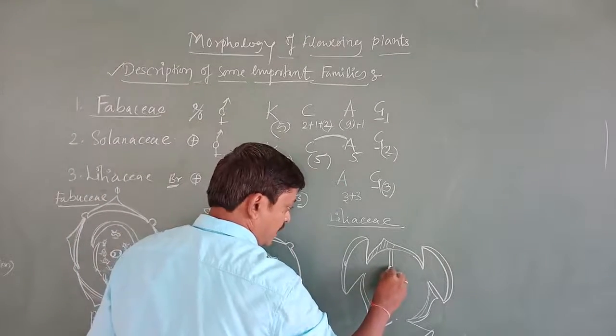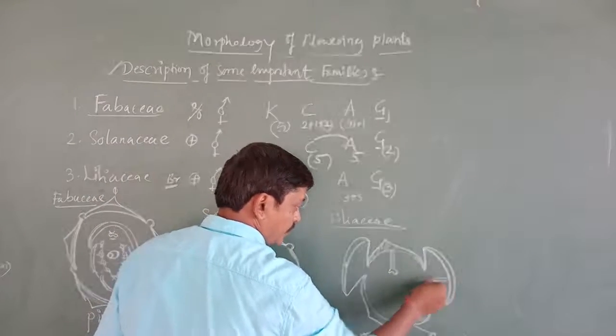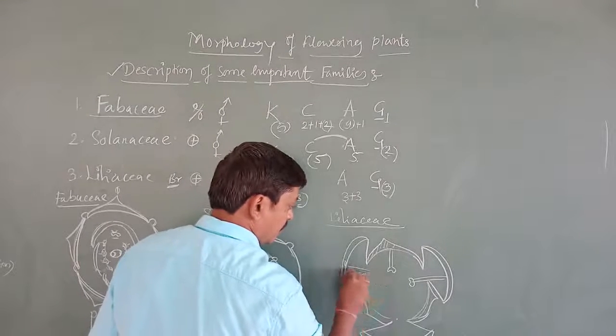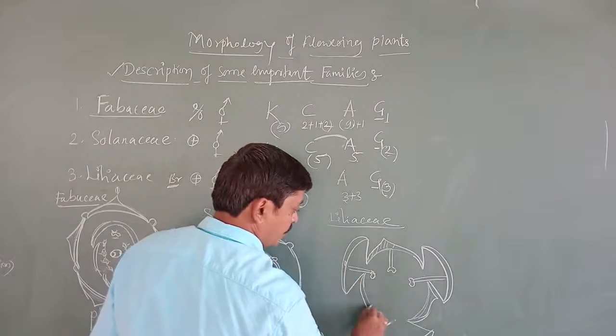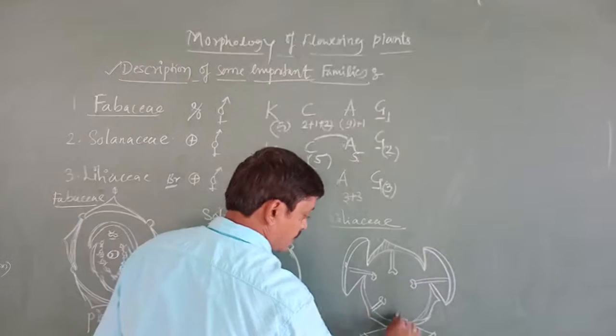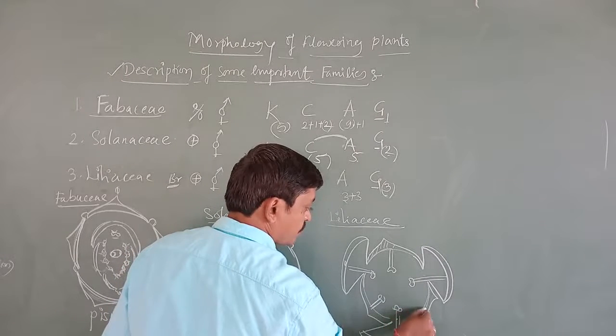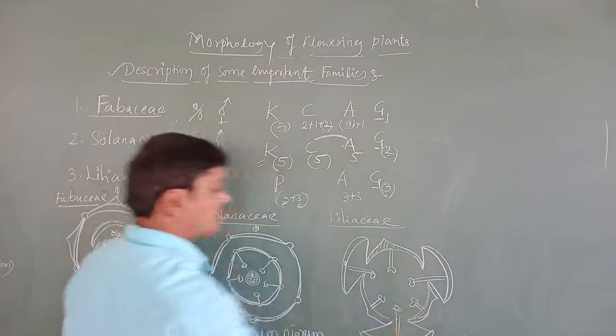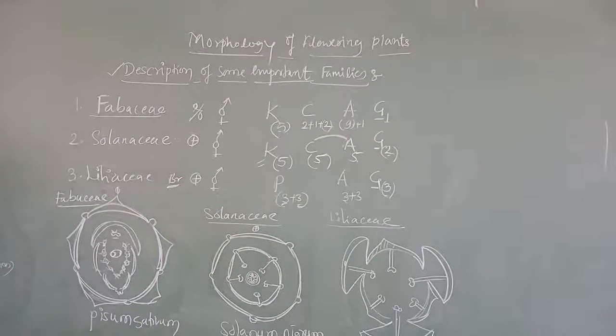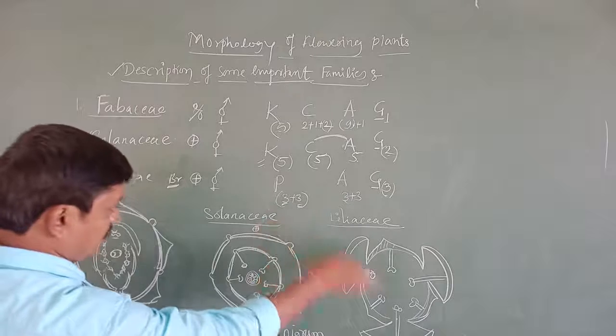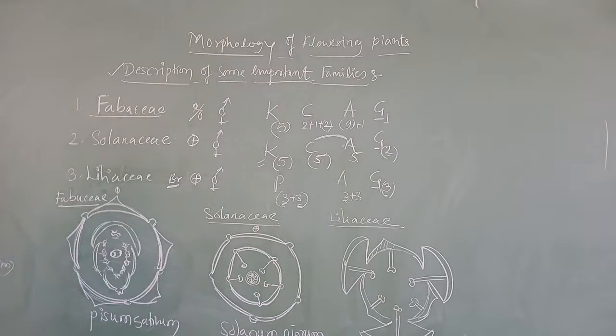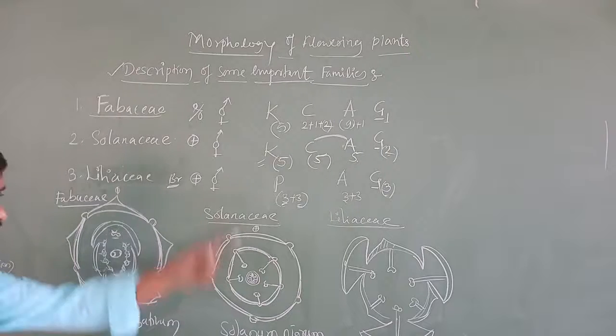From here one androecium is to be drawn, from here one, from this place one, from this place one, and from this place one androecium is to be drawn. In the sense, 3 plus 3. These all are attached to the what? Perianth. Right.